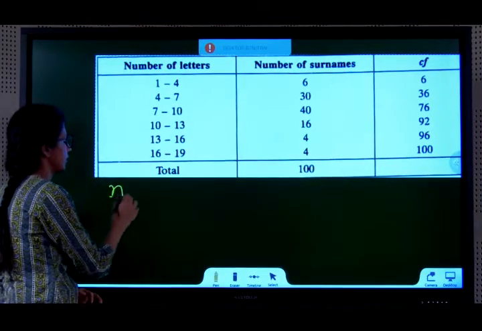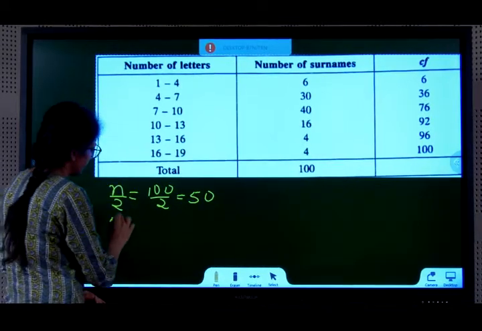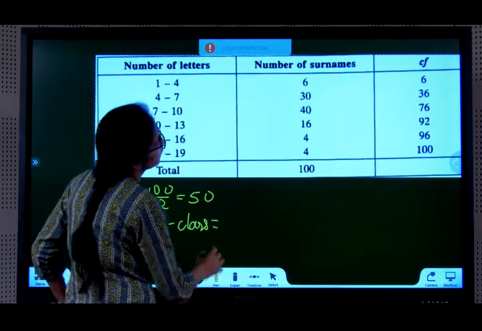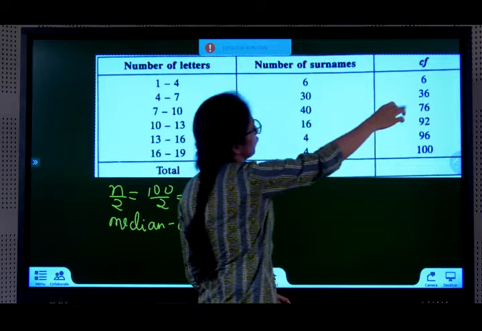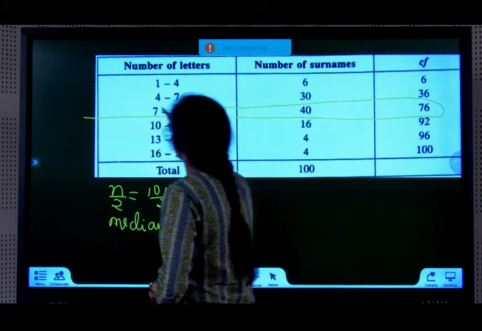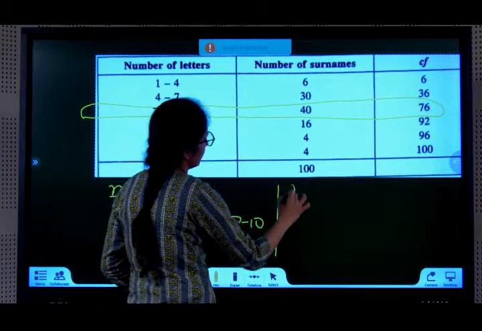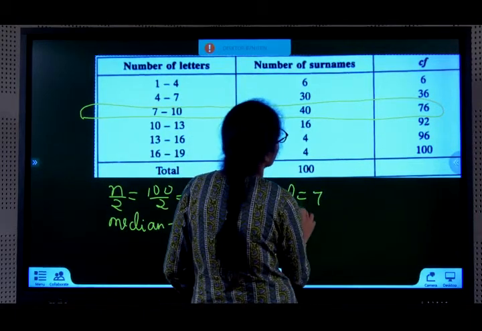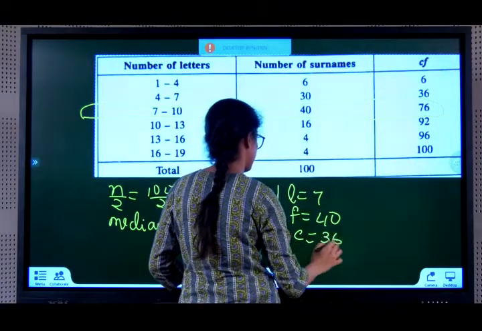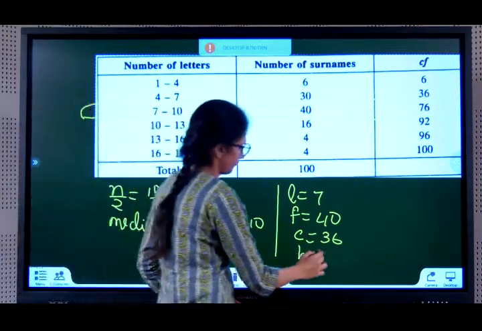For median, first n by 2. N by 2 is 100 by 2, which is 50. So the median class, 50 belongs to this 76. There's no 50, so 76. So this is the third one. Mark it. So it is 7 to 10. L value 7. F 40. Cumulative frequency of previous class 36. H, subtract 13 minus 10, 3.